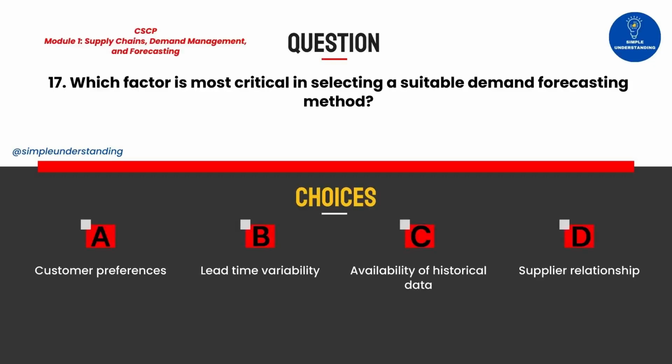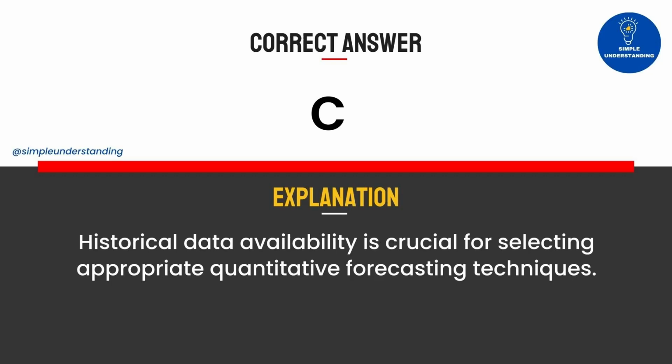17. Which factor is most critical in selecting a suitable demand forecasting method? A. Customer preferences. B. Lead time variability. C. Availability of historical data. D. Supplier relationship. Correct answer: C. Explanation: historical data availability is crucial for selecting appropriate quantitative forecasting techniques.